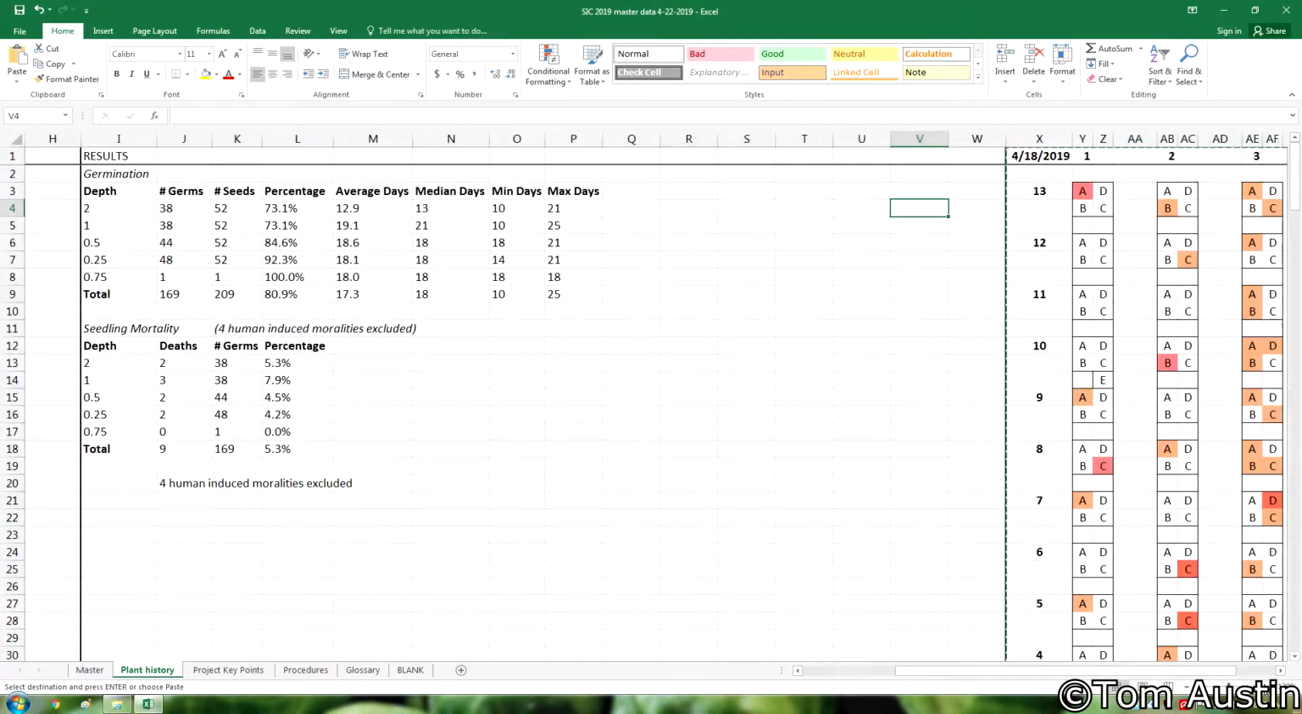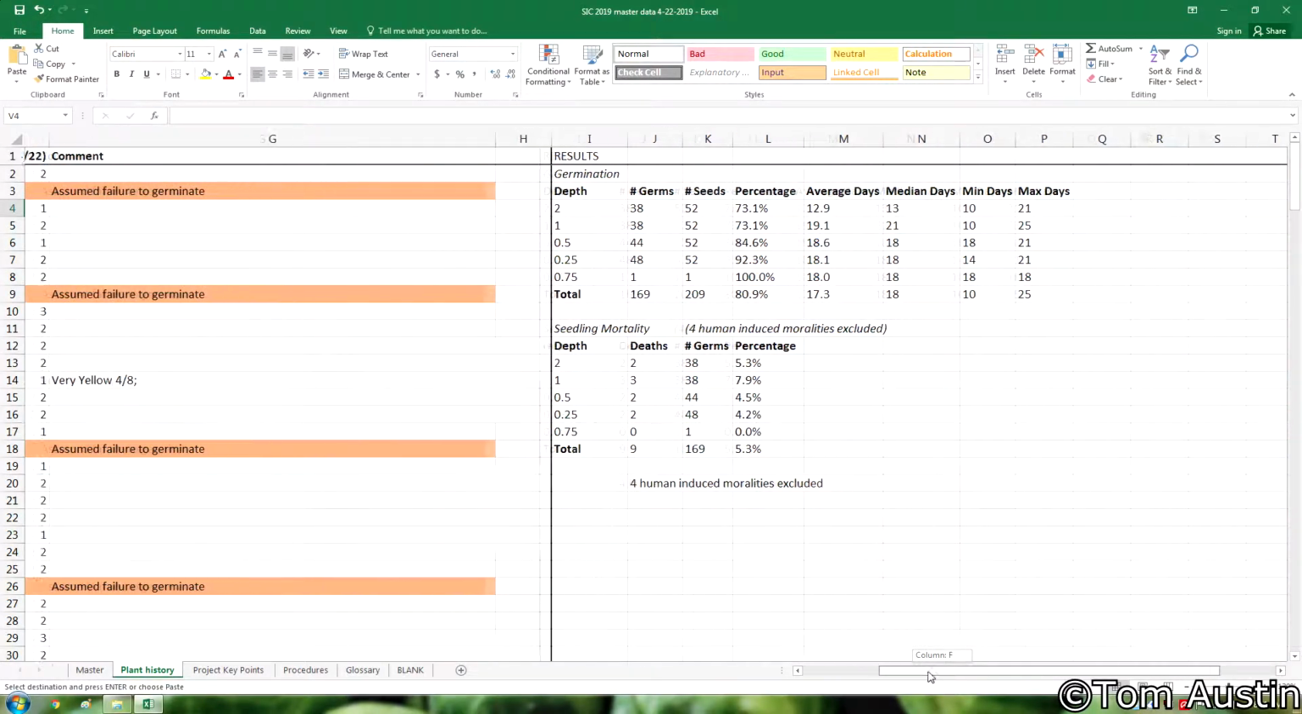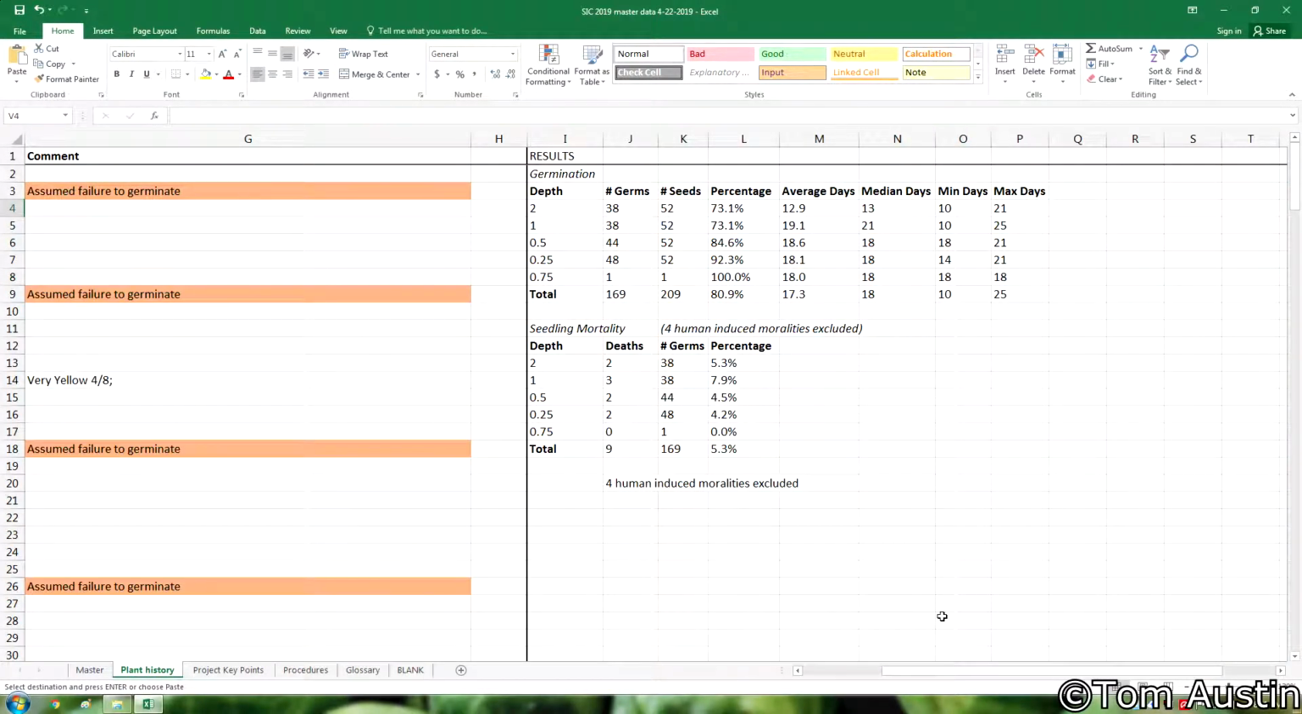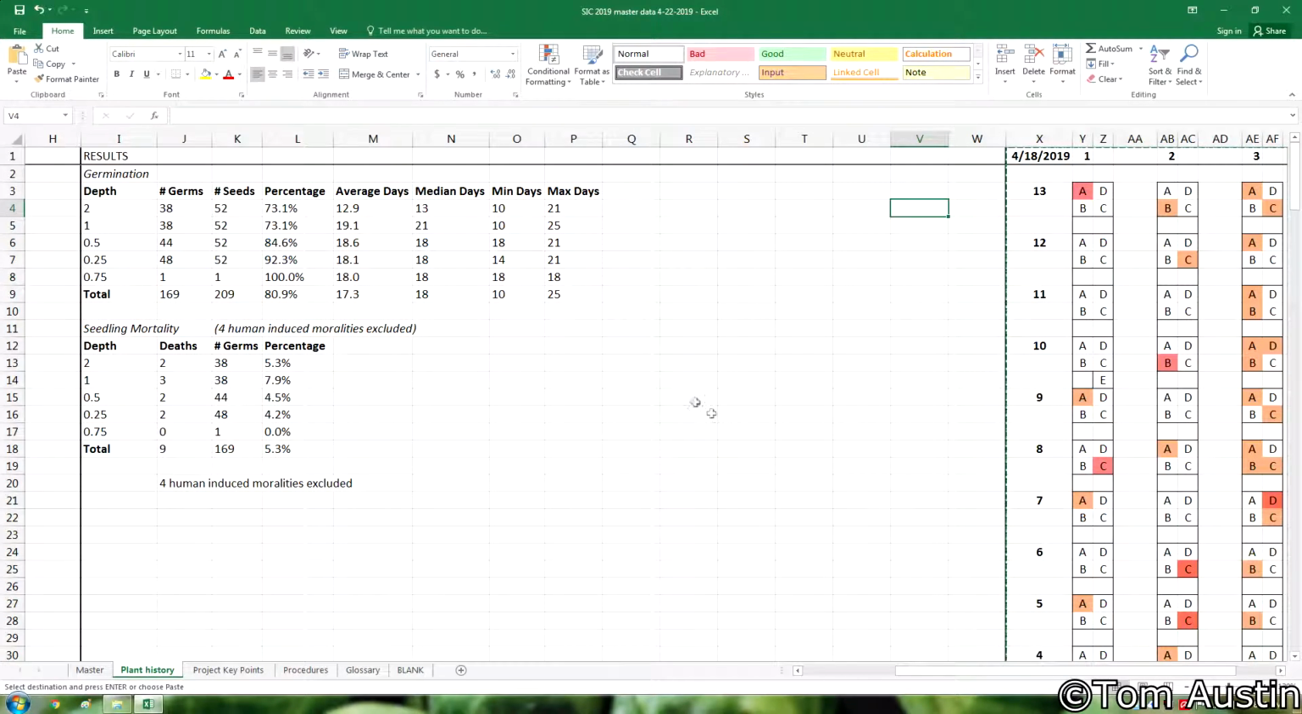But what we're looking at today is this right here. This here is my current results that I have for the cotton plants. So as you can see here, I have the total number of seeds planted and the total number of germinations I have, and I have these split up by the depth they were planted at.